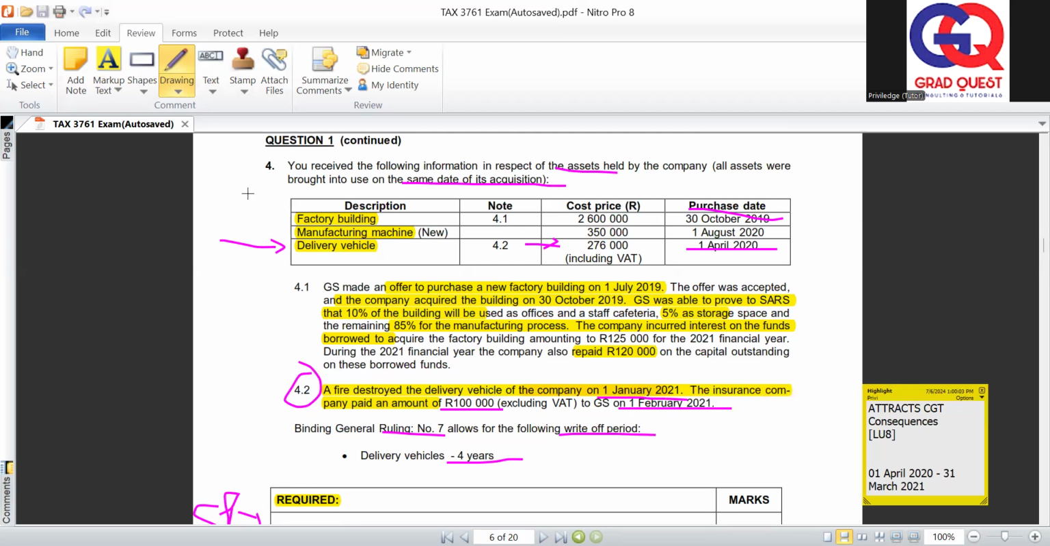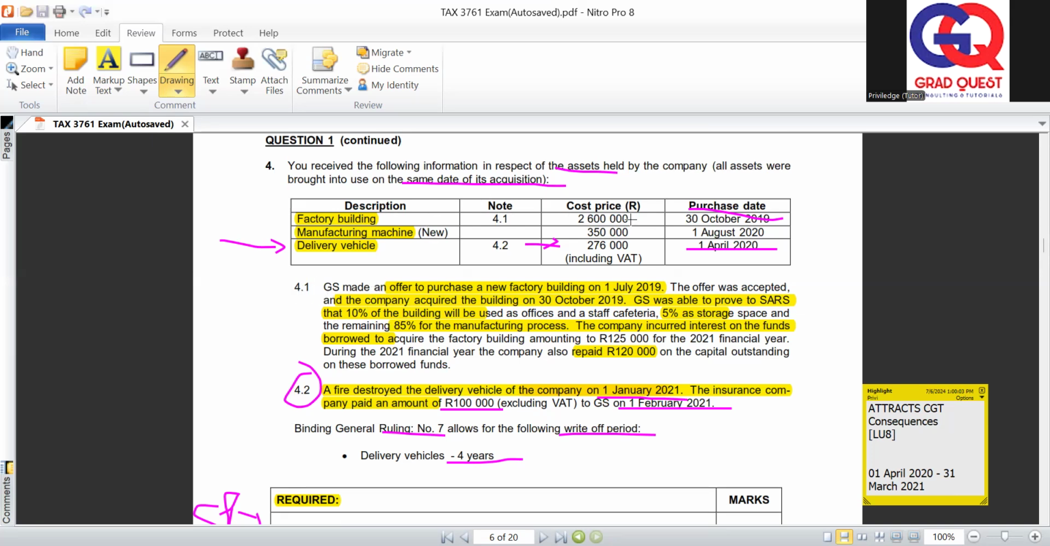Now, I want to just finish everything under information 4 because, remember, in lecture 13, I was dealing with capital allowances. So I just want to finish off with everything that affects the assets in this case. So that was the delivery vehicle. Now I want to go back to the issue of buildings. They talked about the factory building, and they wanted us to go through note number 4.1.